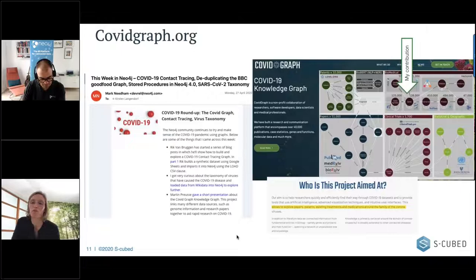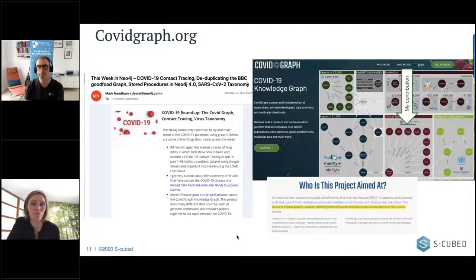So I joined the team, or signed up, and I said to them, I have been working in the pharmaceutical industry for 20 years. I know a little bit about clinical studies, and I've recently been working with Neo4j. And so they said, please help us. And so we started with the source data.